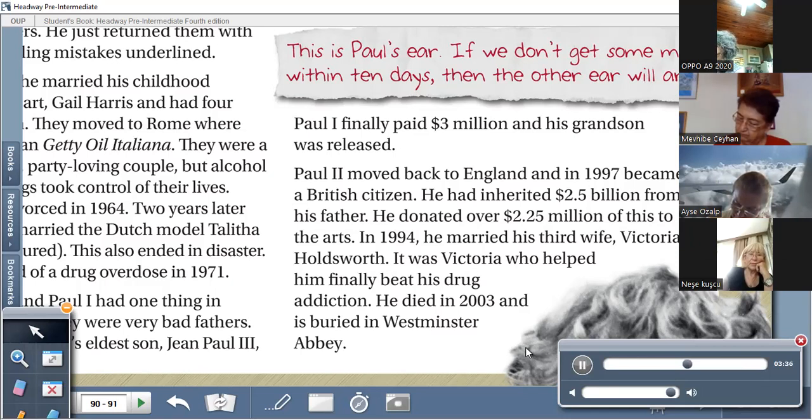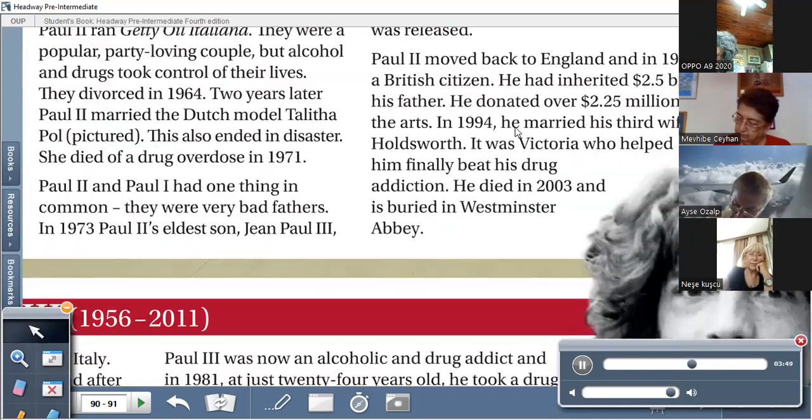In 1994, he married his 3rd wife, Victoria Holdsworth. It was Victoria who helped him finally beat his drug addiction. He died in 2003 and is buried in Westminster Abbey.